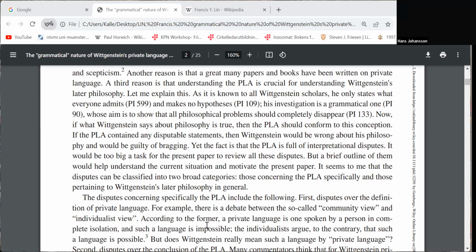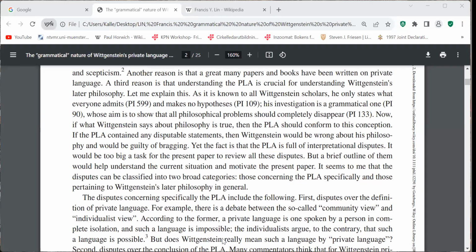It seems to me that the disputes can be classified into two broad categories: those concerning the PLA specifically, and those pertaining to Wittgenstein's later philosophy in general.